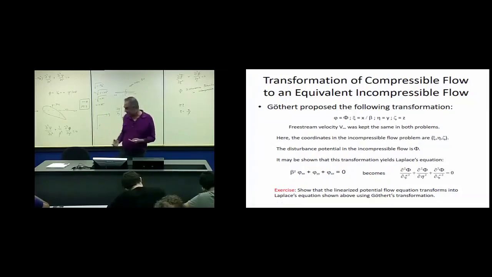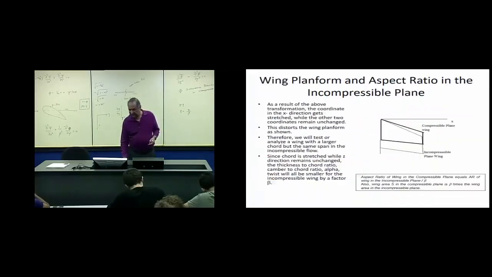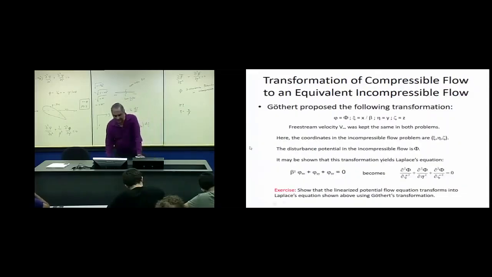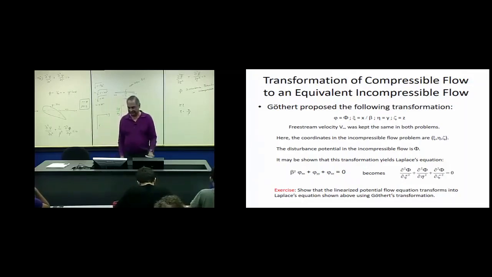We are interested in non-dimensional quantities such as Cp. So when he did the transformation, just like in Prandtl-Glauert, every little phi became capital Phi. The only thing we had to worry about was to show that beta squared times the second derivative in x equals the second derivative in xi. It's a very simple chain rule type of thing, like we did before.